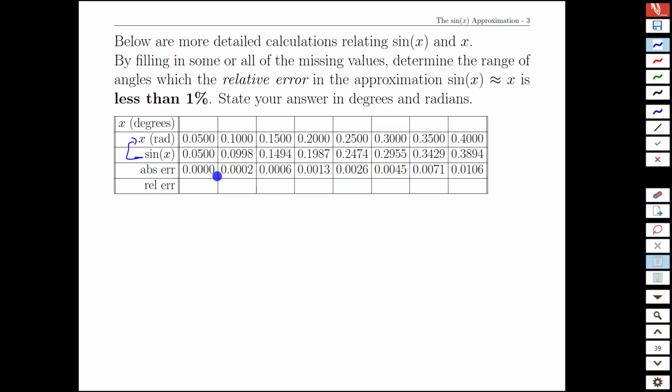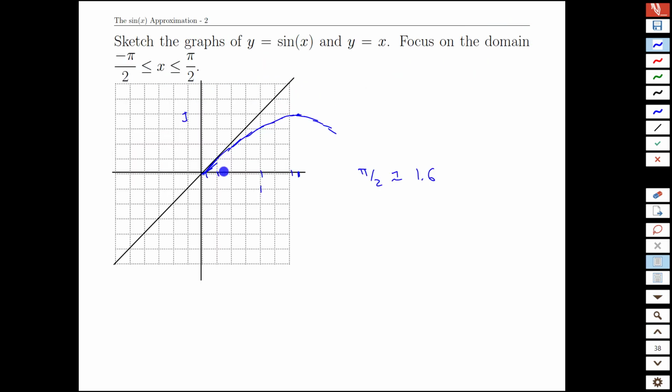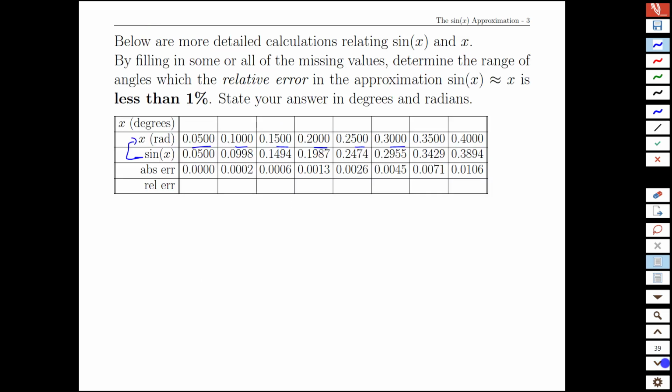We'll round things to 4 digits of accuracy after the decimal, and we can see that as x goes up, as the input goes up, then the error goes up as well. And what we're capturing here is, as we move further and further away from the origin, the difference between the straight line and the curved line of the sine graph, the gap there gets bigger and bigger. But on the plus side, it's not that big, and we're going to find out at what point the relative error gets bigger than 1%.